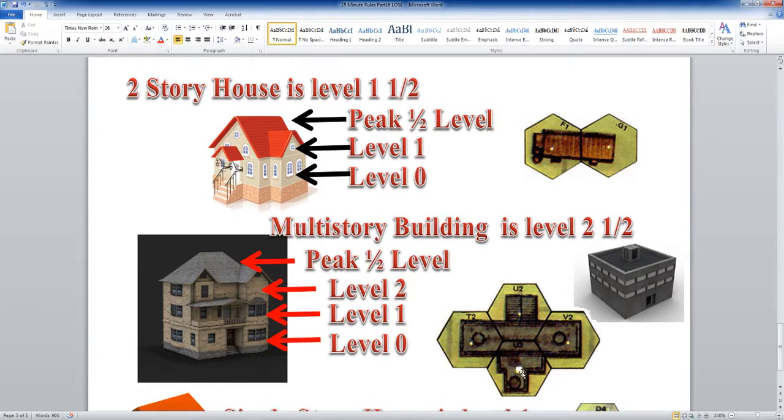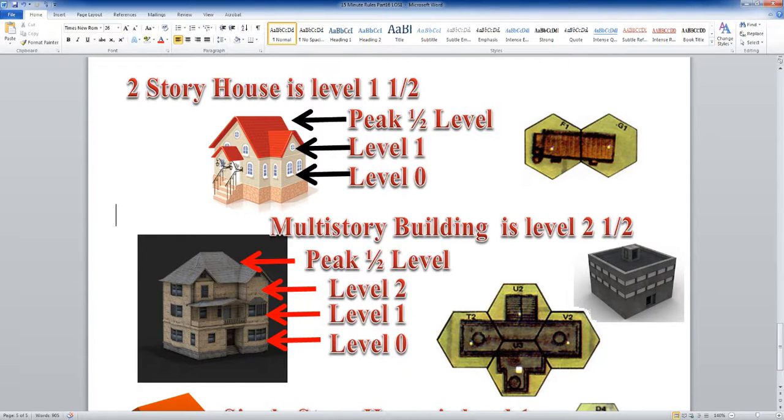It's going to be a multi-hex building with stairwells, and we'll get more into that when we talk about the different terrain kinds and the depictions, and the different rules in section B. We're talking about that, but I kind of wanted to go over that so we all understood when I'm talking about, can you see over this height? The 2-story house is actually a 1.5 story blocking obstacle. Multi-story building is level 2.5.